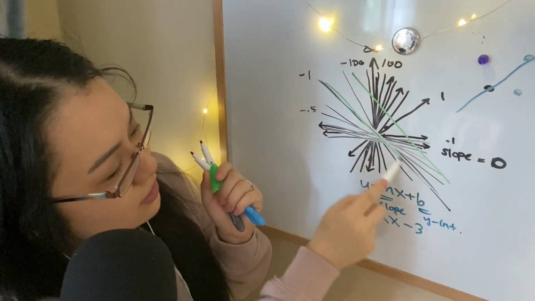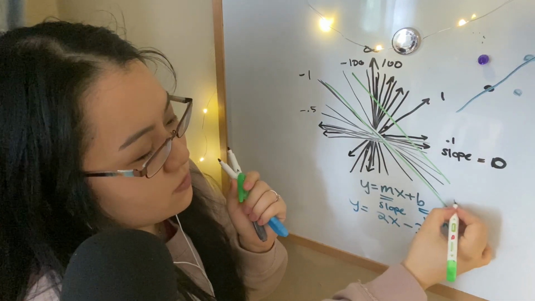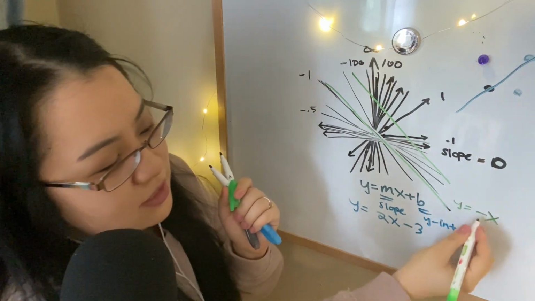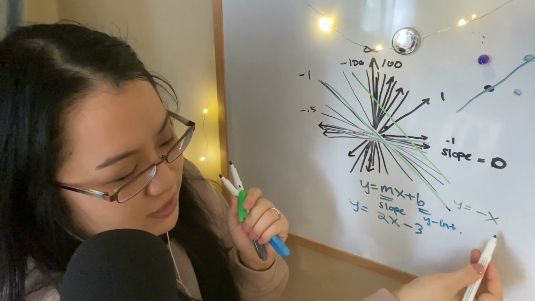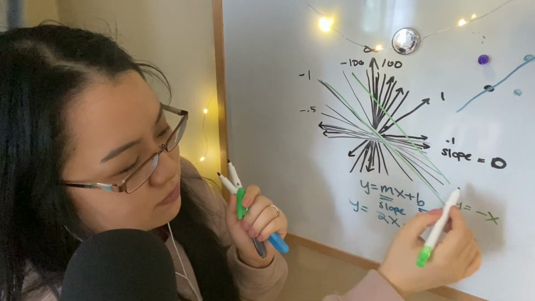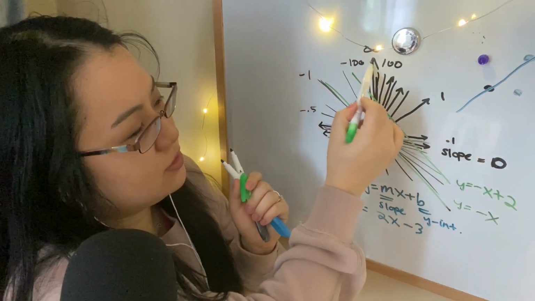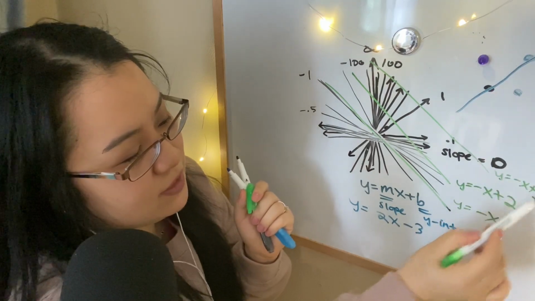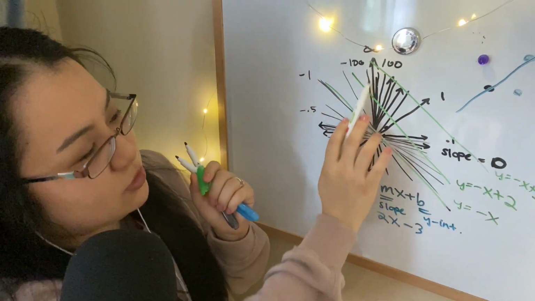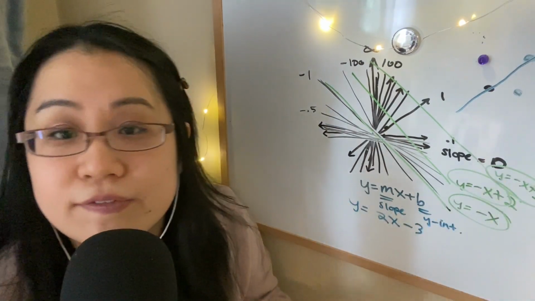So let's say this slope of negative 1, this line might just be y equals negative x. That has a negative m, so the m would be negative 1, or y equals mx, so negative 1. This might be y equals negative x plus 2. This might be y equals negative x plus 5. So the y-intercepts change, but the slopes are all negative 1.